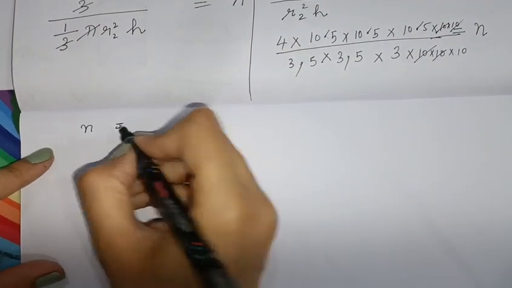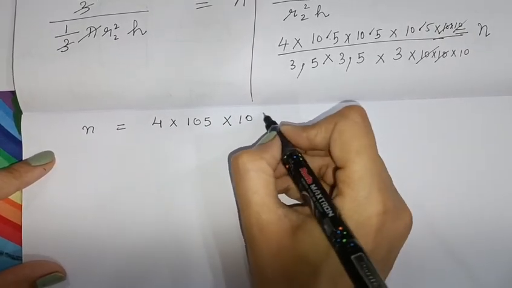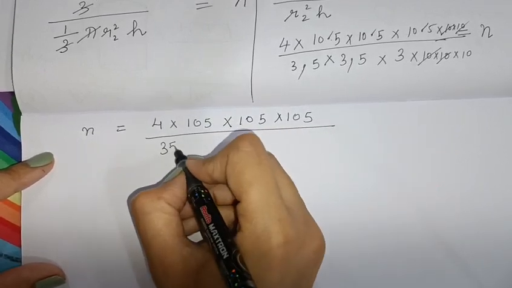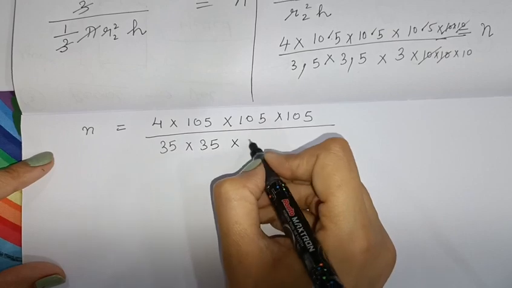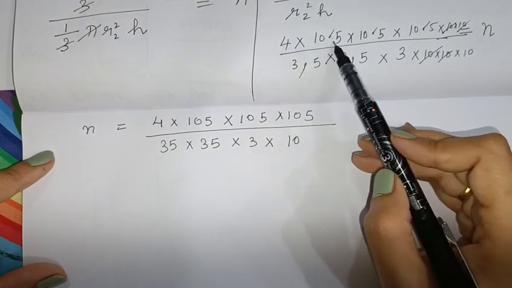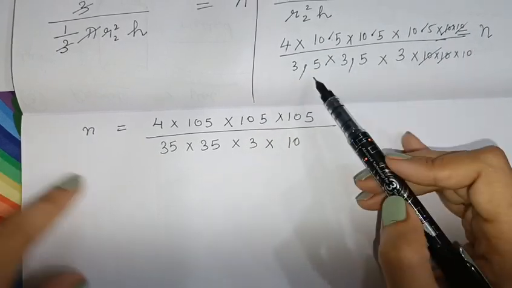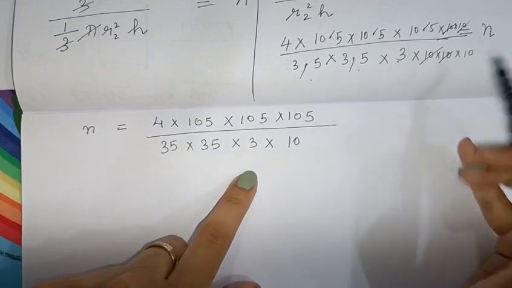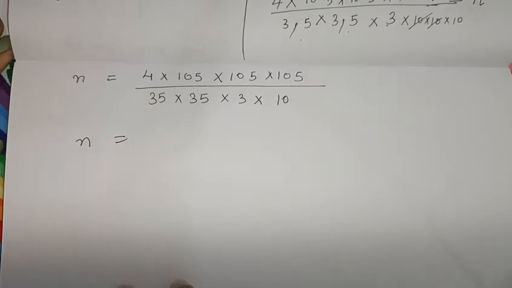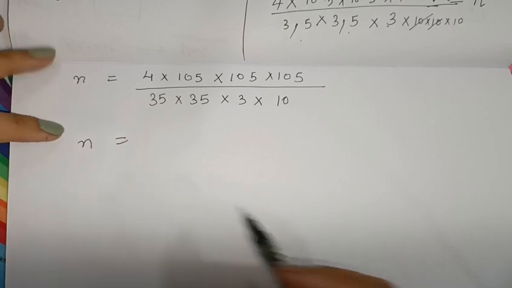Remaining, I'll write a little neatly. So n is equal to 4 into 105 into 105 into 105, by 35 into 35 into 3 into 10. I have just written the remaining terms. So don't multiply, we'll try to do cancellation only. So 5's table, we can see it can be cancelled.